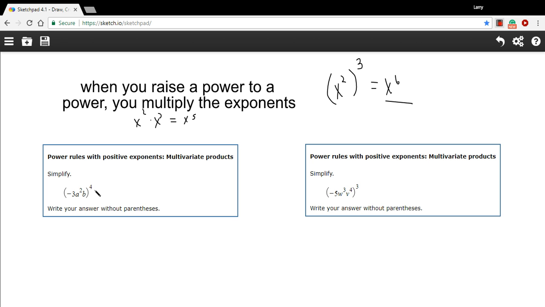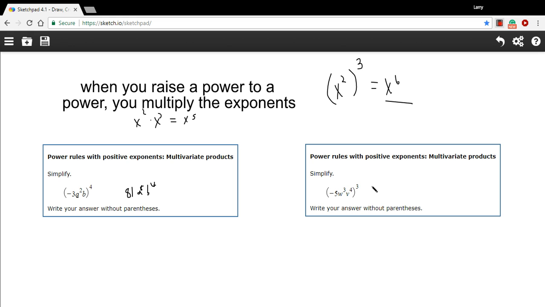3 to the fourth power is 81. 3 squared is 9. Multiply those two together, you get 81. So that's the first part. Now let's work on the a squared part. A squared to the fourth power, we multiply the exponent, so that's 2 times 4. So the power on a will be 8. And then b, just plain old b to the fourth power, is just b to the fourth power. So our answer there is going to be 81, a to the eighth, b to the fourth.